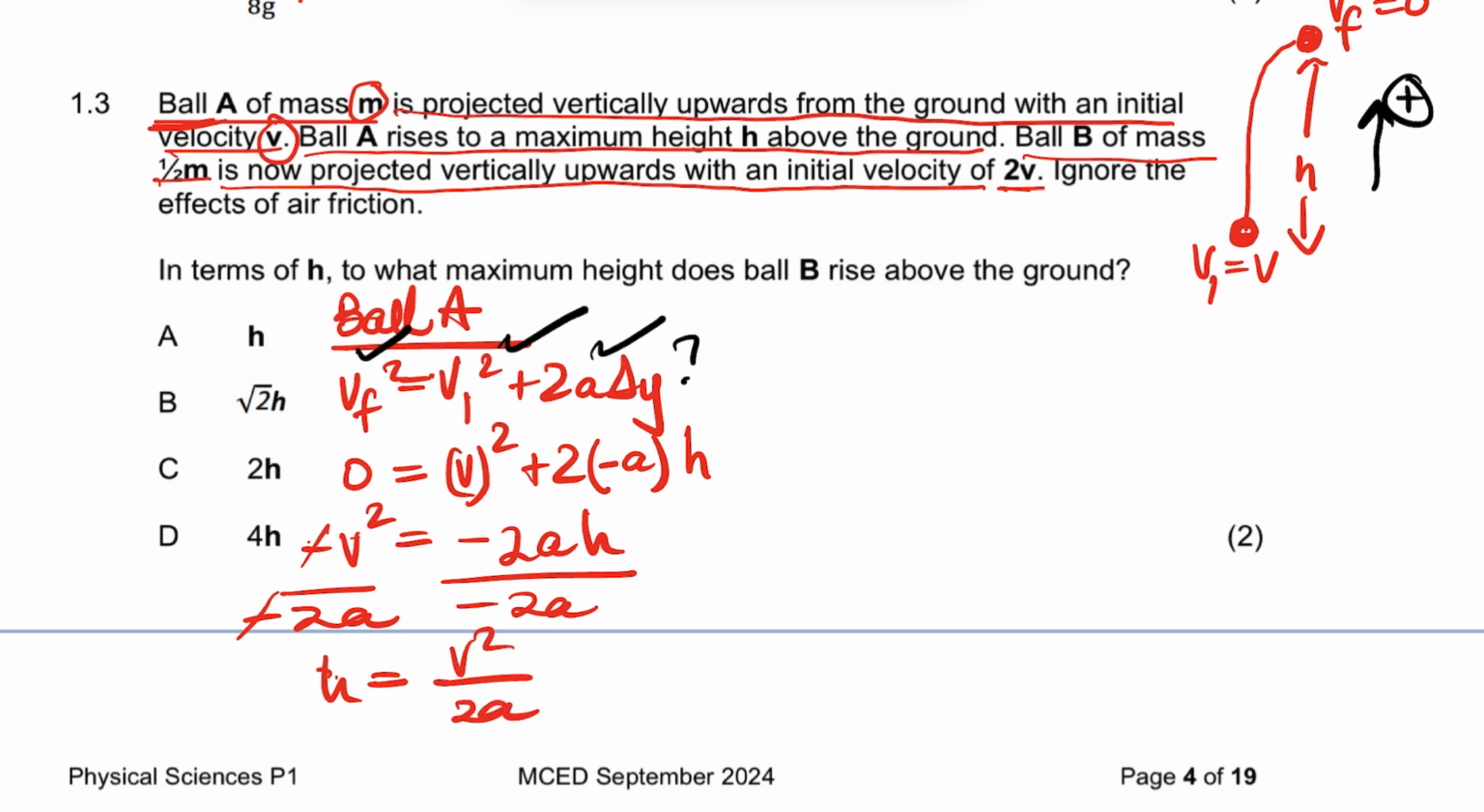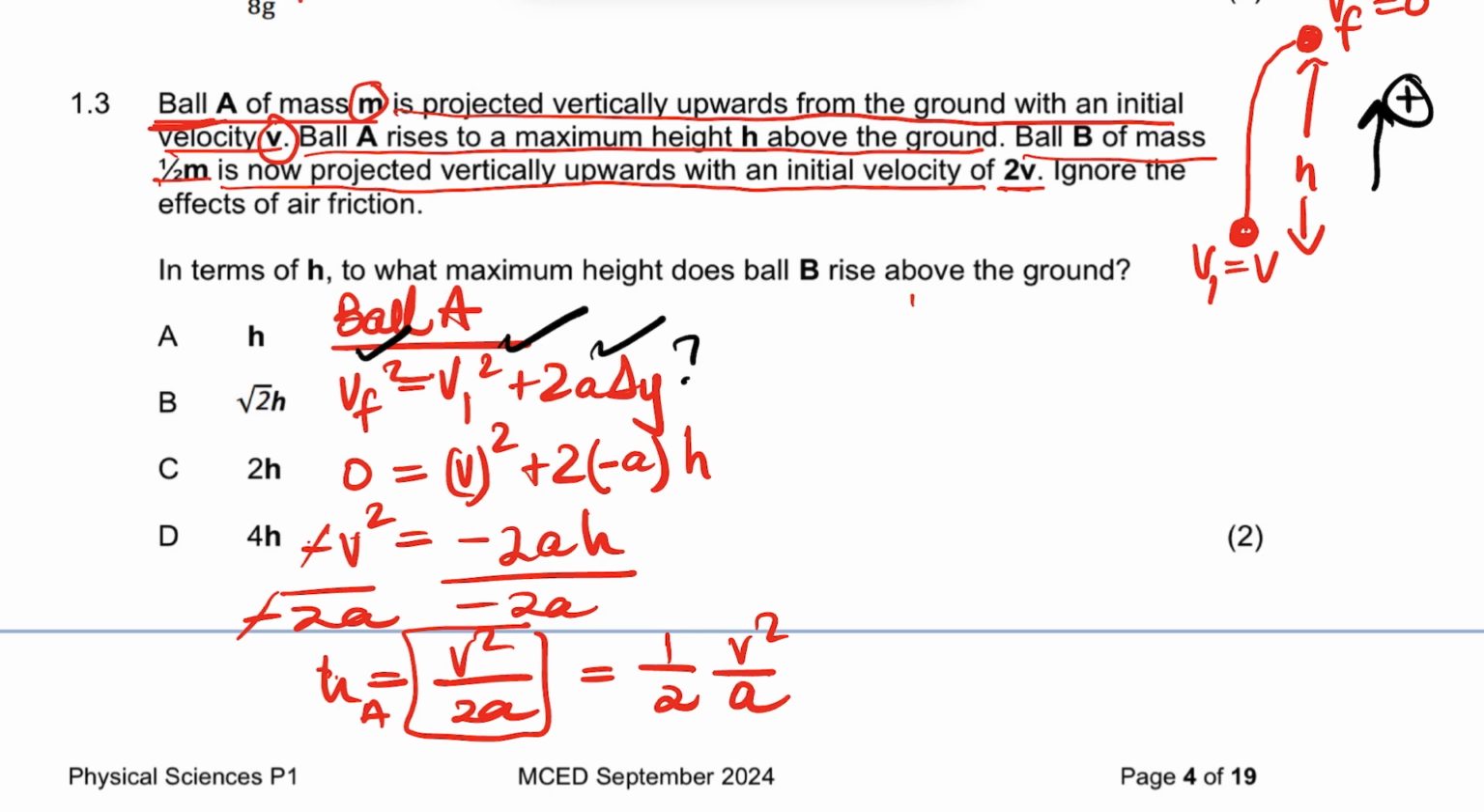So this is the height for ball A. The height for ball A is this. If you look at it, it is one half of v squared divided by a.